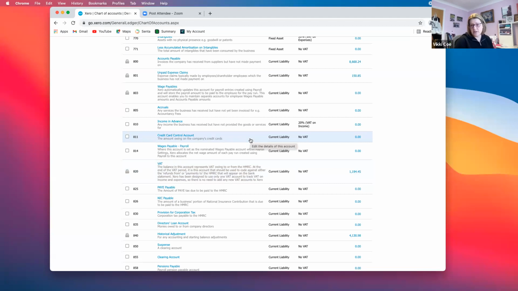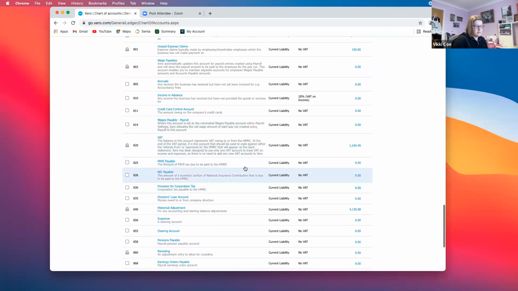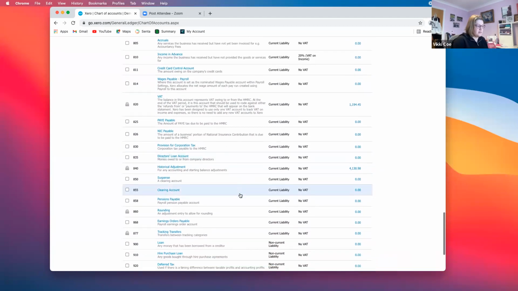Credit card is another one that goes in here. Your December credit card bill is outstanding on the 31st of December, but the direct debit comes out on the 15th of January. That credit card is a debt to the company at year end, but it's a current one because it will be paid off within the year. Again, your national insurance, your corporation tax, your VAT, all of those accounts sit within current liabilities because they'll be paid off within 12 months.